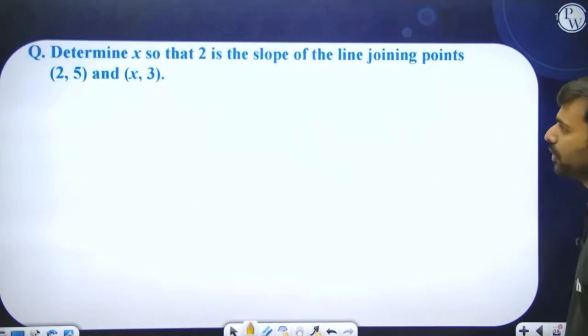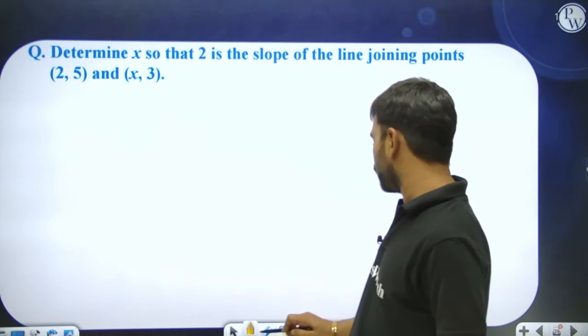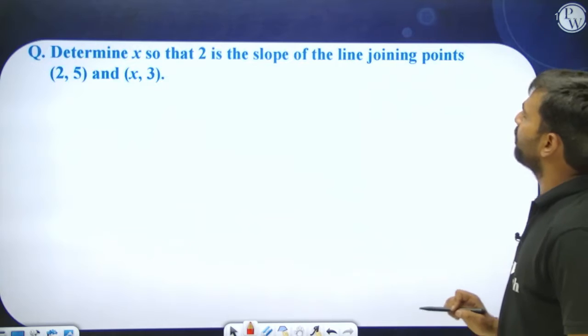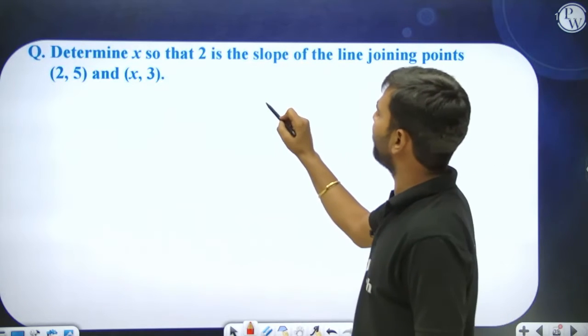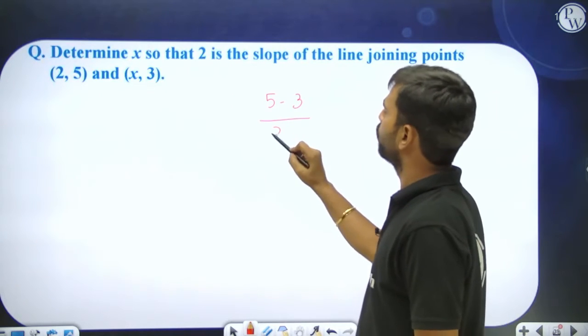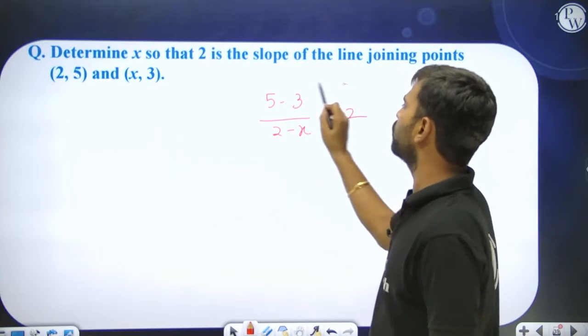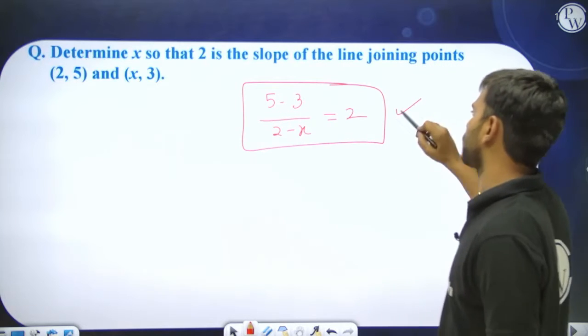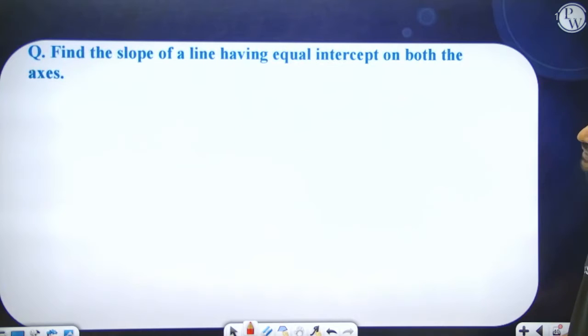Alright, determine x so that 2 is the slope of the line joining these 2 points. So we can say that 5 minus 3 upon 2 minus x is going to be equal to 2. Yes, this is how we write down the slope. Solve this equation to get the value of x and the question will be done.